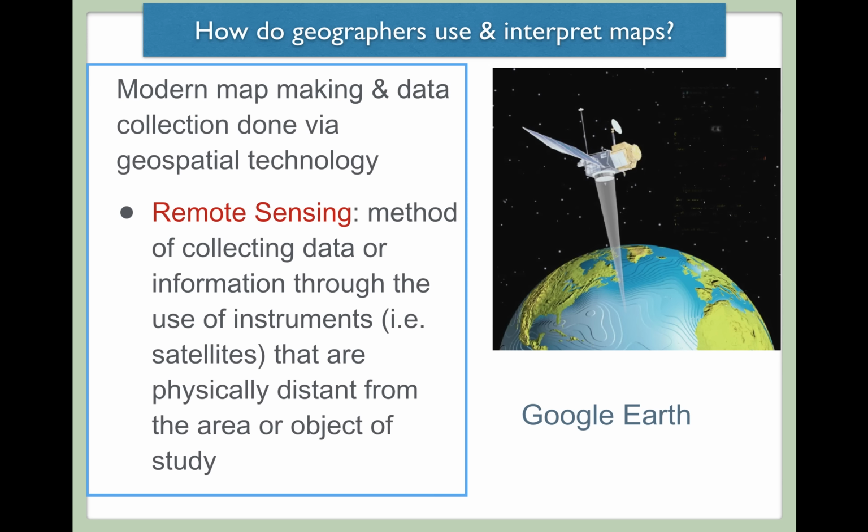I mentioned in the last flip video, maritime sailors and traders used to be a big component of map making and cartography. Well, in modern day, most of that's done with geospatial technology. And most of that geospatial technology is going to fall into a general category, and that category is called remote sensing. Remote sensing is the term used to describe the method of collecting data or information through the use of instruments, more specifically satellites, that are physically distant from the area or object of study. In other words, collecting data about the Earth using satellites. So you can use it when you are not physically on the Earth. You're at a distance, but you're collecting information.